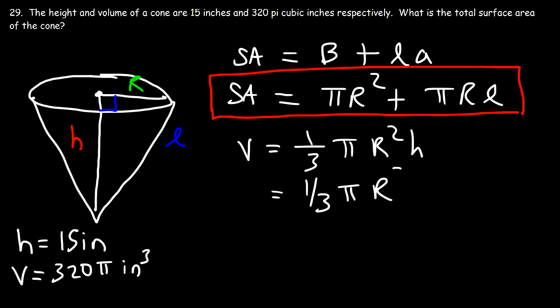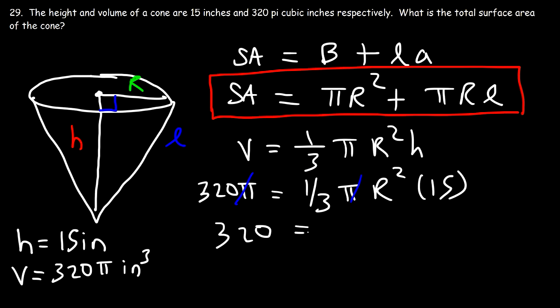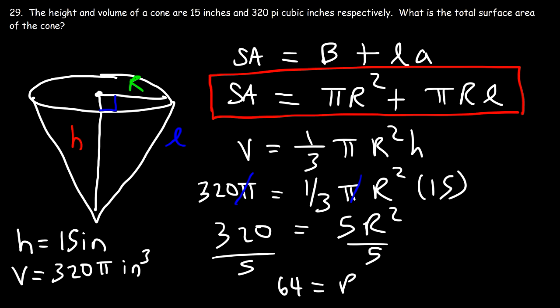Now we don't have r, h is 15, and volume is 320 pi. So we could cancel pi. 1/3 of 15 is 5. So 320 is equal to 5r squared. Now let's divide both sides by 5. 320 divided by 5 is 64. So now we need to take the square root of both sides. The square root of 64 is 8. So the radius is 8 inches.